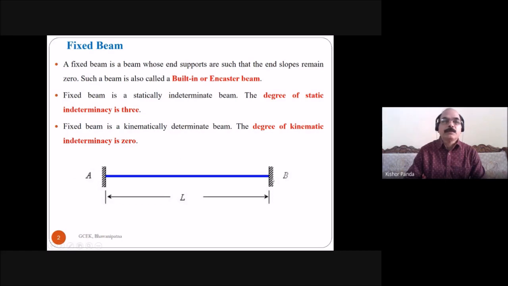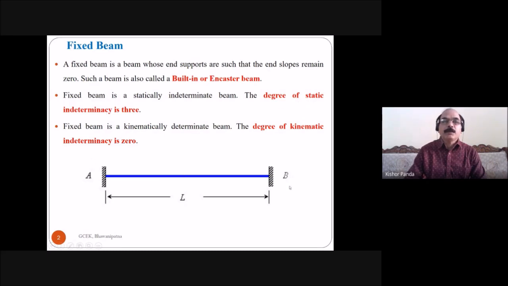Then what is the degree of static indeterminacy of this beam? The total reaction components are 3 on this side and 3 on this side, so 6. And the available static equilibrium equations are 3. So the degree of static indeterminacy is R minus 3, which is 6 minus 3, equal to 3. So this is a statically indeterminate beam and the degree of static indeterminacy is equal to 3.